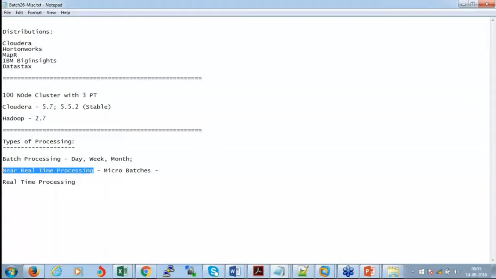So that's about near real-time processing, but the data that near real-time processing takes may not be as huge as batch processing, right? So you could understand here why the amount of data decreases, because you're already processing it every 15 minutes. You're not waiting for the whole day.